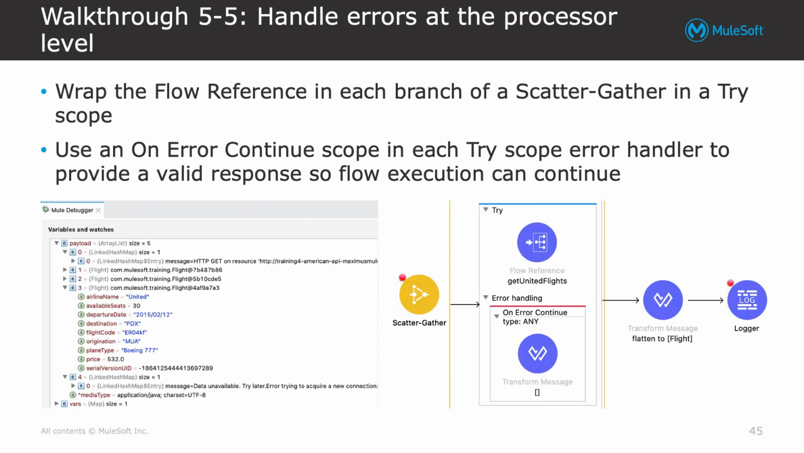In the fifth walkthrough, you will wrap each of the flow references in the scatter-gather with a try-scope and use an on-error continue scope to replace any error messages with an empty array so that only successful results are returned.